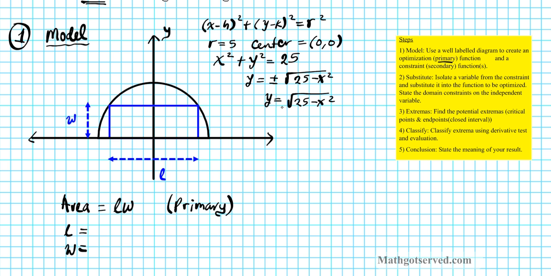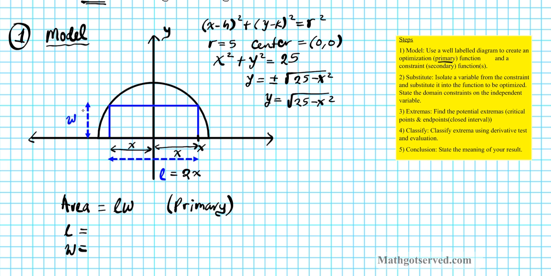Now, the beauty of this expression is that it helps us compute or determine the width, because the width is basically the y-coordinate of any point on this semicircle. So the length from here to here is what? This is the x measure, right? So this is x, and then the length is going to be 2x. All right, so the length is 2x.